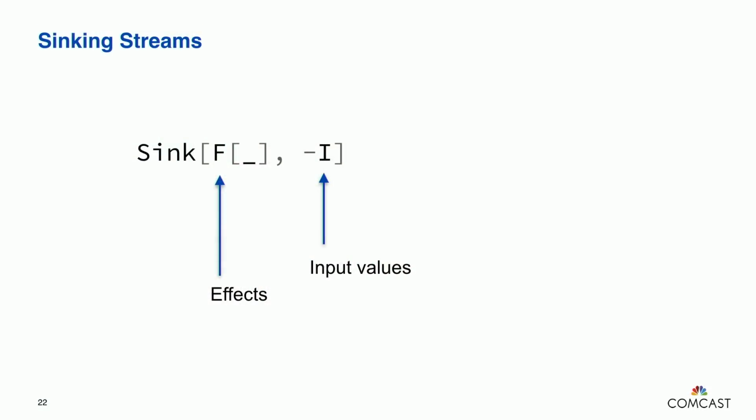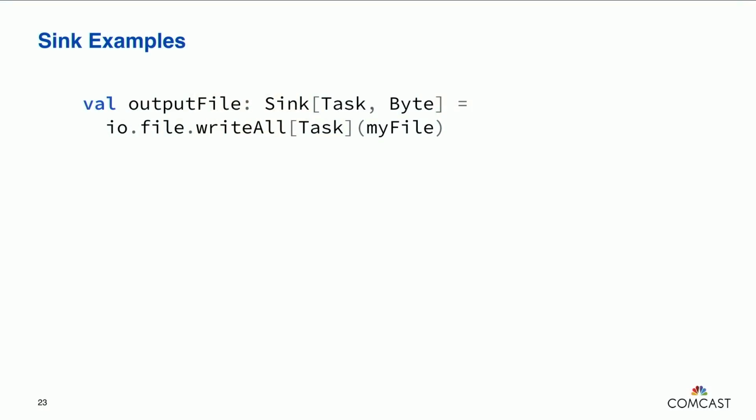So besides transforming and combining, we also might want to sync streams, put the values somewhere, go do something with them. And we have this sync type. Again, we have an input type I, but we don't have any outputs, right? And we can evaluate effects of type F. A good example of a sync might be writing to a file, right? In this particular case, we're using the IO package from FS2, and we create a sync that writes all bytes that are sent to it into my file, inside of the task type constructor, okay?